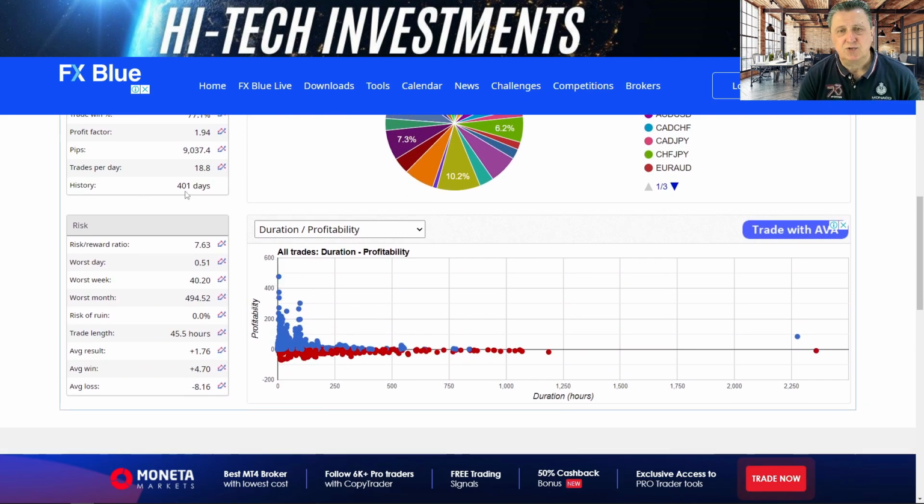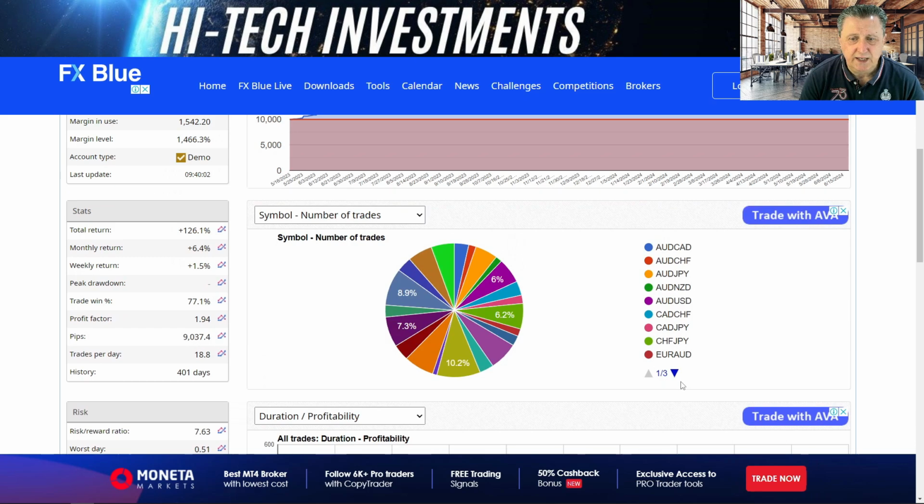History, as I said, has just surpassed now 400 days. 401 as it shows up in here. And then you can see the risk reward ratios, more than 7. And then it also tells you about the worst day, the worst week. So we made $40 in the worst week, and the worst month we made $494. It tells you about the trade length for this particular one, so 45 hours, average results, average wins, and then average loss. And then you have all the additional parts for the individual currency pairs that is being traded. And there's actually 3 of them in here.